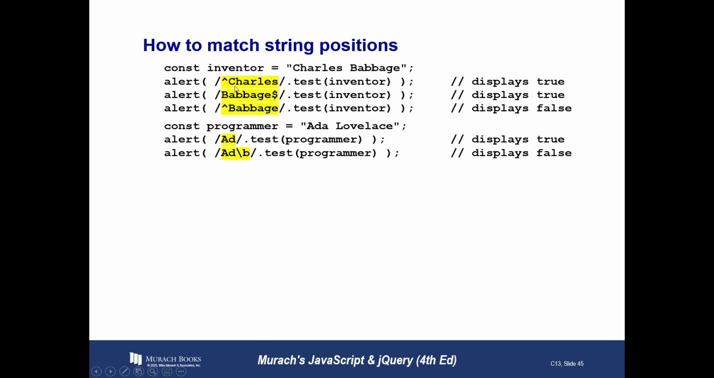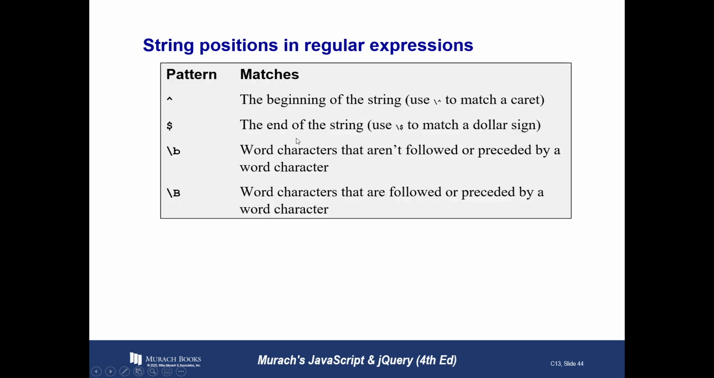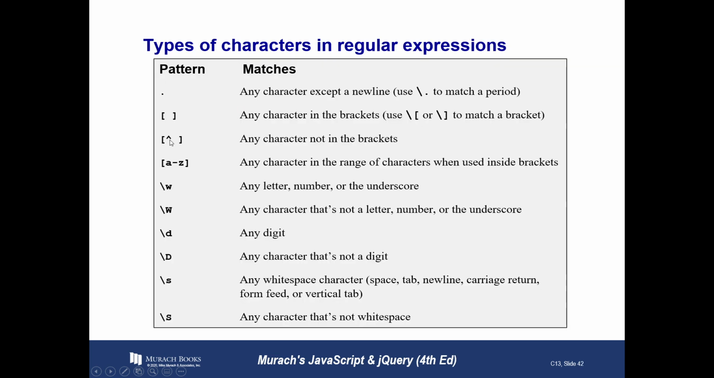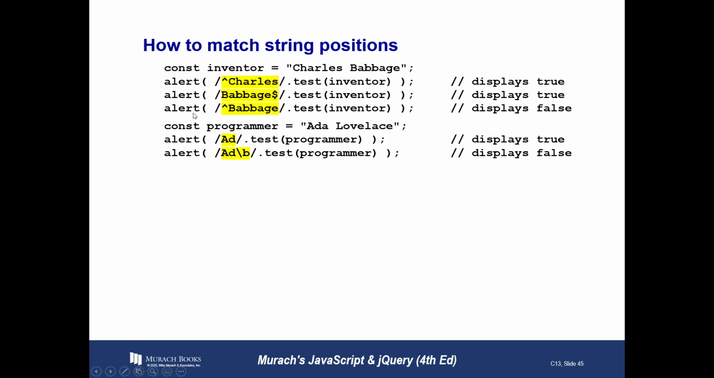So here, when we see something like this, please note that this caret is different than this caret. This caret is inside these brackets, which means we will match anything that is not inside these brackets. But this caret, which is outside the brackets, means this is the beginning of the string, which means that capital C needs to be the first letter in the string. Is capital C the first letter? Yes. And then H, A, R, L, E, S? Yes. So this one is true because Charles is at the beginning of the string.